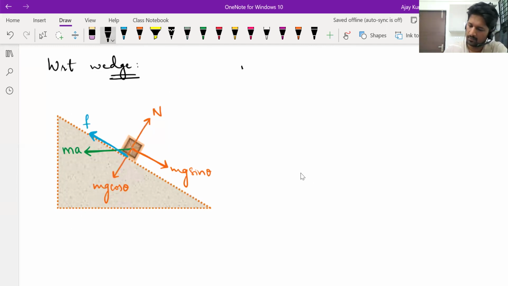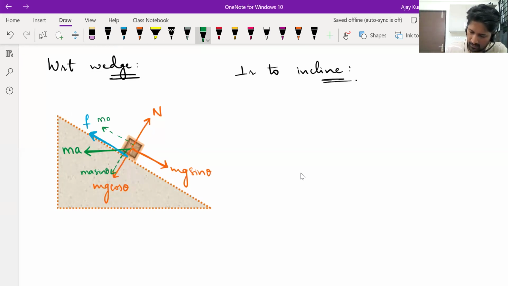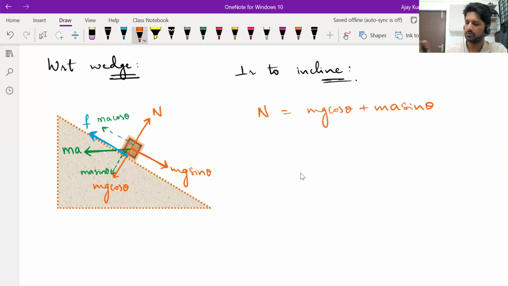Okay. Perpendicular to incline, what forces will be acting? Let us resolve pseudo force into components. One component of pseudo force, ma sin theta, will act this way. Another component of pseudo force, ma cos theta, will act this way. So perpendicular to the incline, perpendicular outward is normal. Perpendicular inward is mg cos theta plus pseudo force component ma sin theta. So this is the normal force on the block.